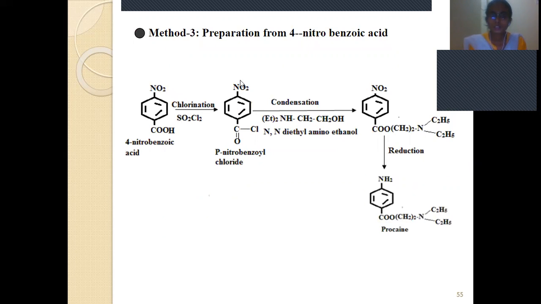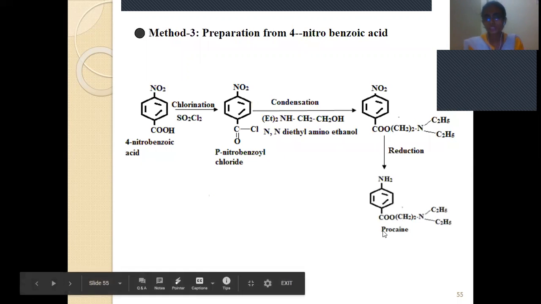Next, the third method is preparation from 4-nitrobenzoic acid. The starting material is 4-nitrobenzoic acid. When it undergoes the chlorination process, para-nitrobenzoyl chloride is formed. When it undergoes the condensation process in presence of N,N-diethylamino ethanol, we get the intermediate product. When it undergoes reduction, procaine is formed. So this is the synthesis of procaine.